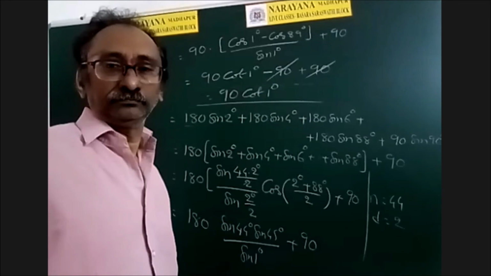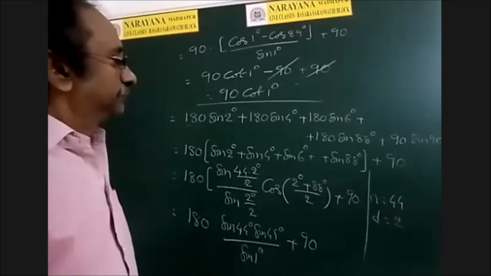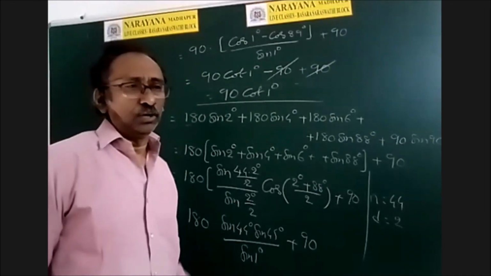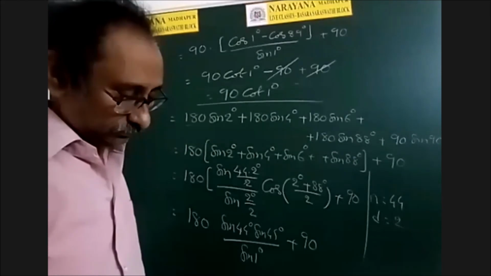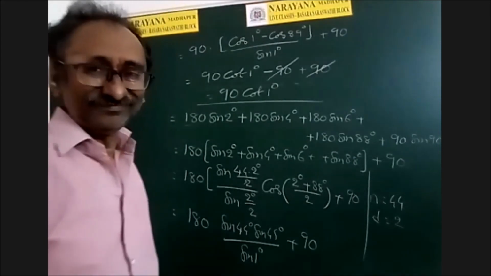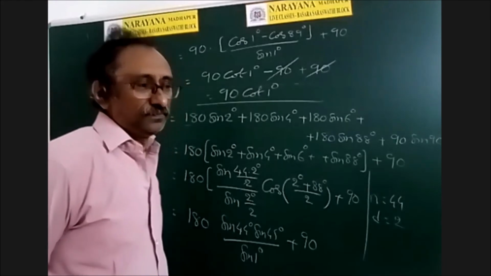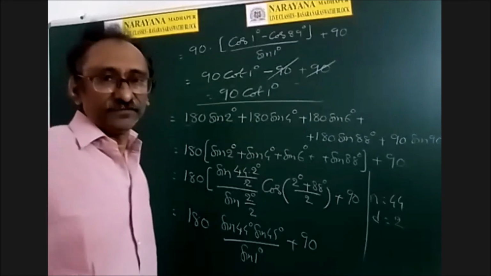Shrutik, where did sin 89 go, sir, in the third step? You took sin 2 plus sin 4, sin 6, so on, sin 88. No? Read the terms one by one. Oh, okay, sir. So only even terms are there. Okay, sir. Right.